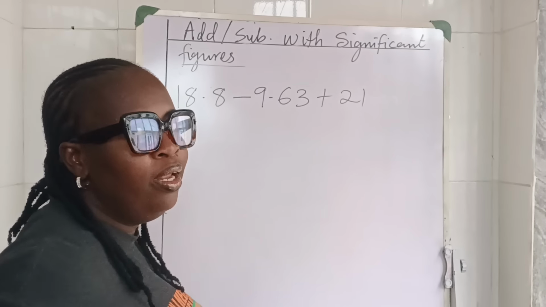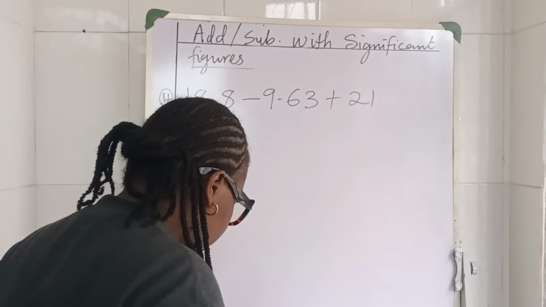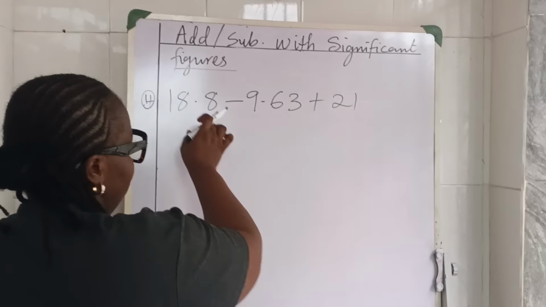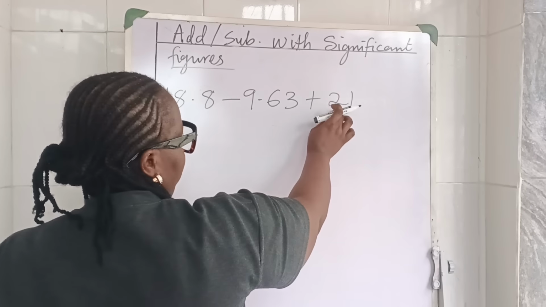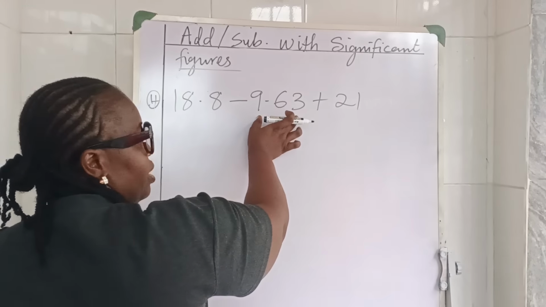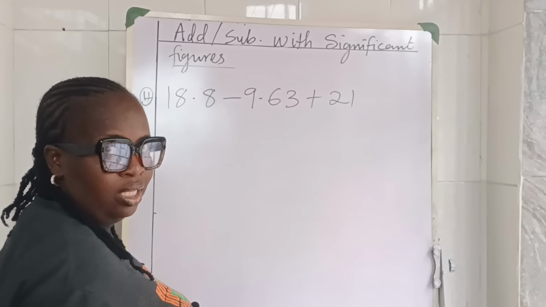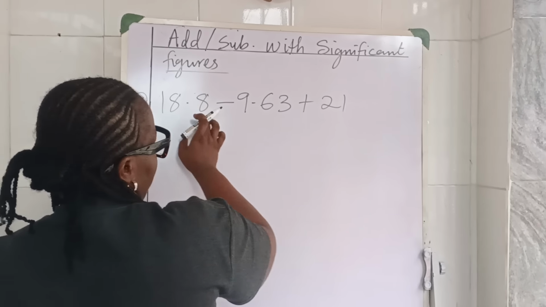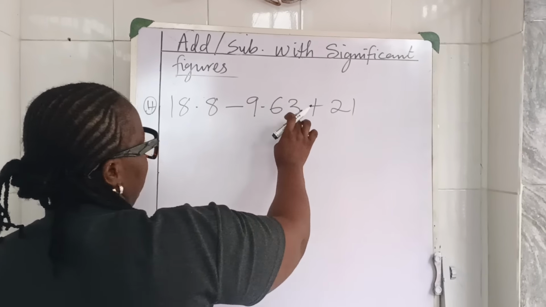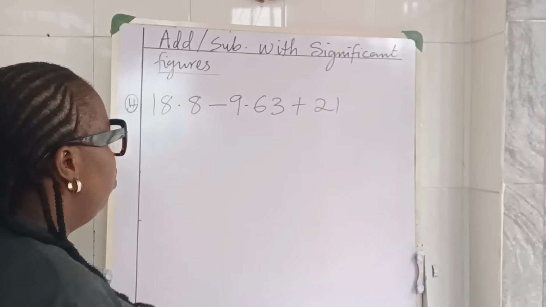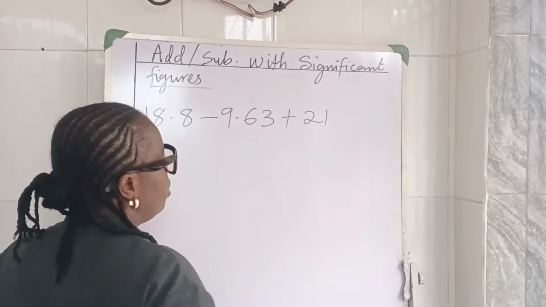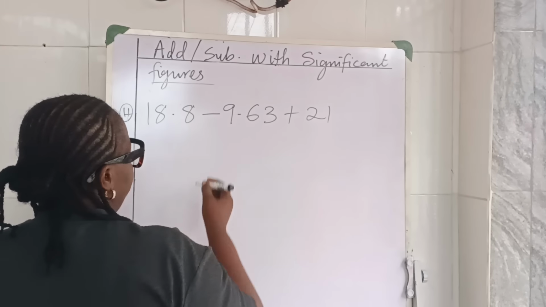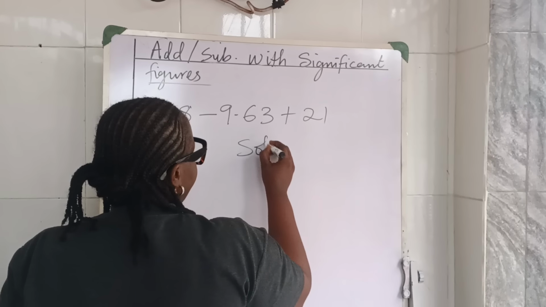We are combining both addition and subtraction. Now you should know that this is addition. This is plus. This is also bearing plus 21. It's only this one we are taking away. You can place it this way: either 18.8 plus 21 take away 9.63. You can also make it go this way, since this 18 can also comfortably take away 9.63. So let's start. Let's solve.